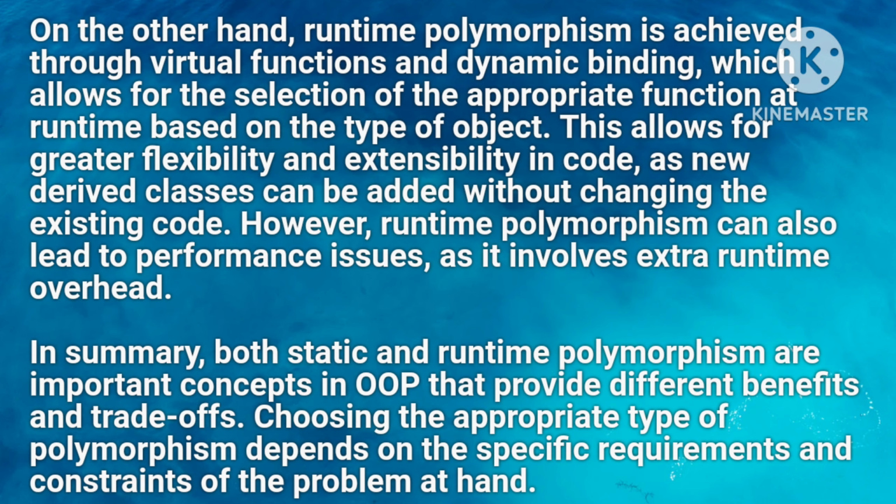On the other hand, runtime polymorphism is achieved through virtual functions and dynamic binding, which allows for the selection of the appropriate function at runtime based on the type of object. This allows for greater flexibility and extensibility in code, as new derived classes can be added without changing the existing code. However, runtime polymorphism can also lead to performance issues, as it involves extra runtime overhead.